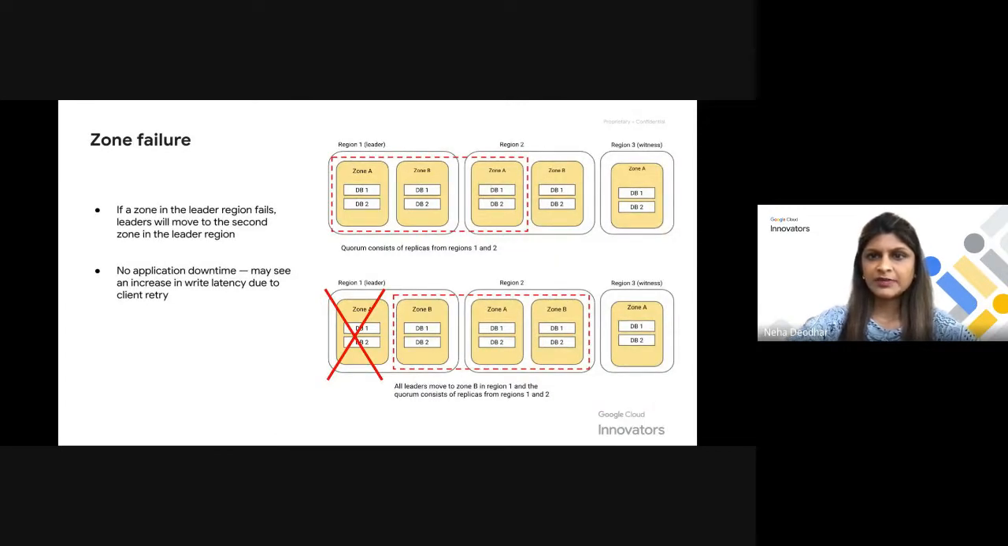Now let's look at how Spanner handles zone failures. The split leaders in the leader region are distributed across two zones in the region. In the case of regional configurations, the leaders are distributed across the three zones in a region. When a zone in the leader region fails, replicas in the other available zones will automatically be elected as the leader. Again, your application will not see downtime. It may have a slight increase in write latency during the leader election and client retries.